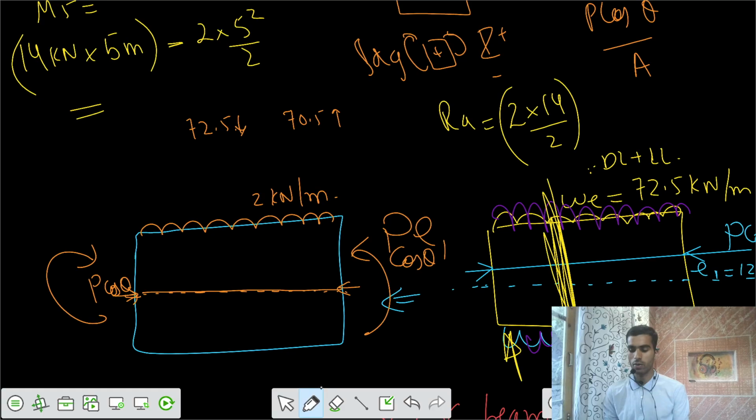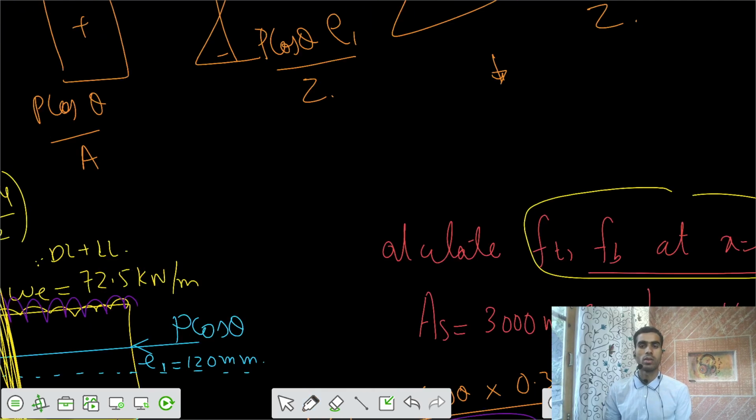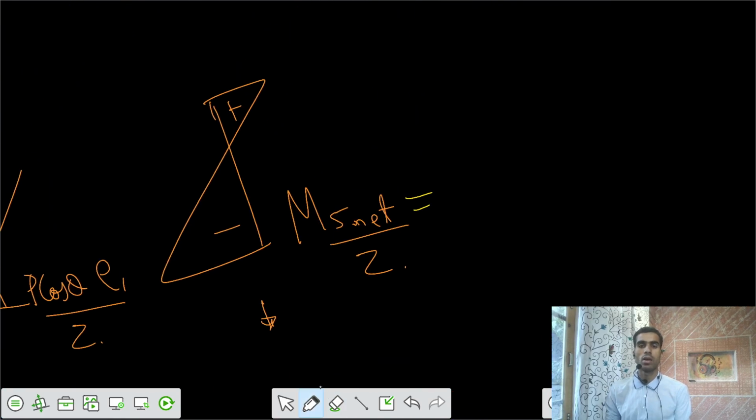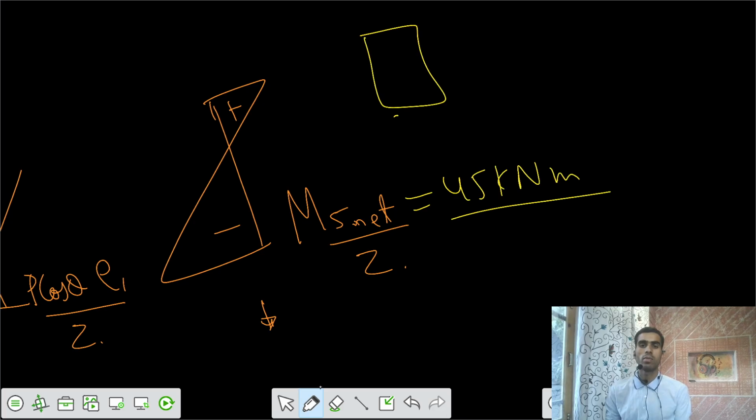So your moment at 5 comes to be 45 kilonewton meter. Let me check that. 25 minus 14 into 5. That is 45, 45 kilonewton meter. So I can write here 45 kilonewton meter divided by the section modulus of the beam, 500 and 100,000, so BD square by 6. So I got this stress.